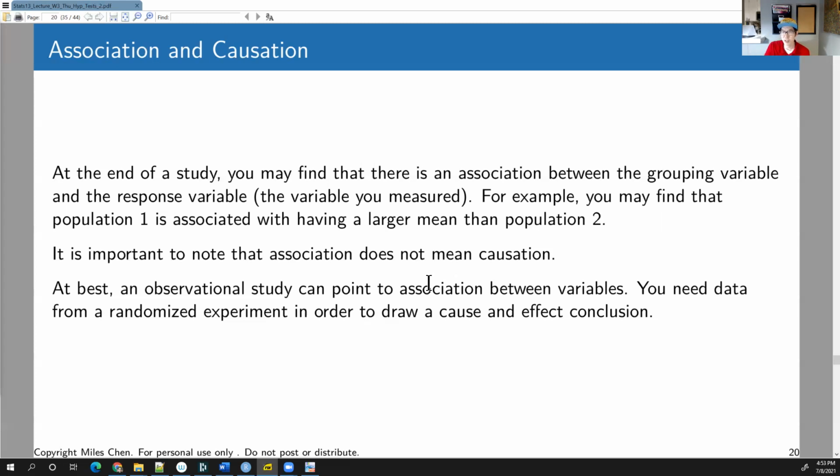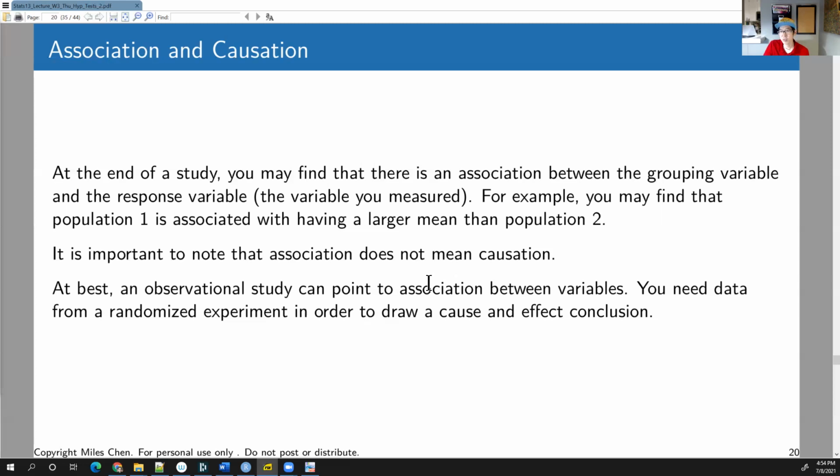And I haven't really been referring to these things as grouping variables and response variables. But basically, the variable that you're measuring, the values that you have, that's going to be your response variable. That's the number you have. And whatever separates population 1 from population 2 would be your grouping variable, right? And so at the end of your study, you might conclude that the mean of population 1 is larger than the mean of population 2.